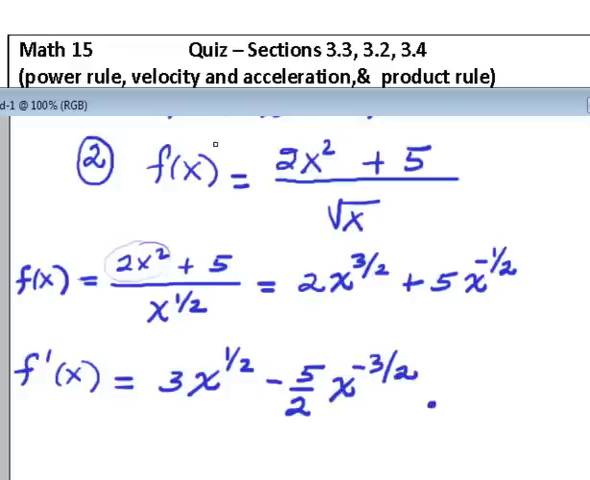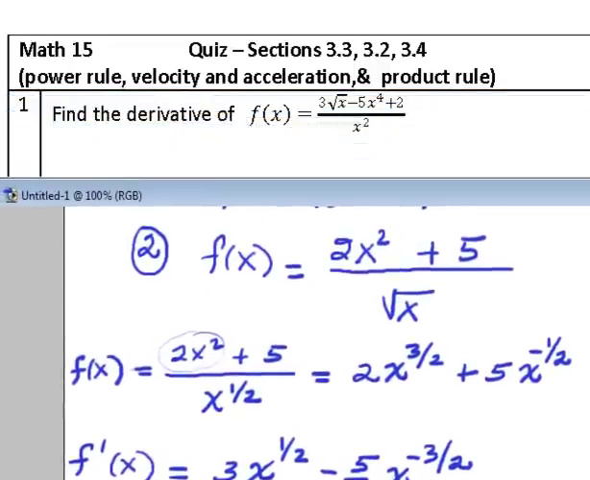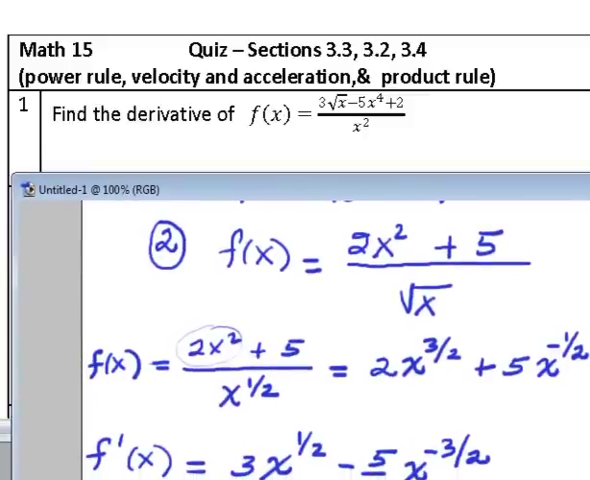Okay, so now you're ready to do the first problem on the quiz, and here it is. Here's problem 1. Okay, so you can pause the video and copy this.